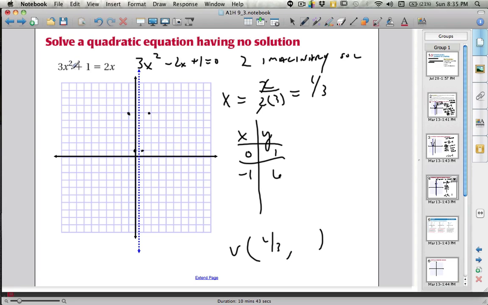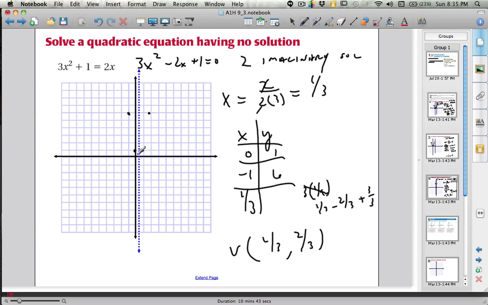And when I plug 1/3 in, I'm going to have 3 times 1/3 squared. So I'm going to have 3 times 1/9, right? Which is going to simplify to be 1/3. And I'm going to be minus 2 times 1/3. So that's going to be minus 2/3. And it's going to be plus 1, which is 3/3. So I have 1/3 minus 2/3. That's a negative 1/3. Plus 3/3, that's going to be 2/3. So this is where I am.